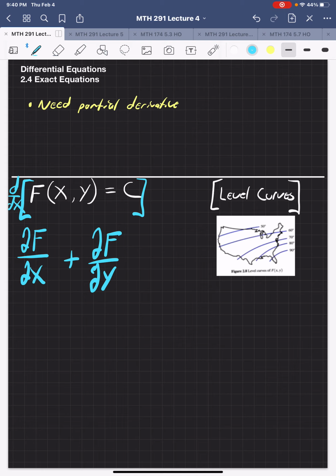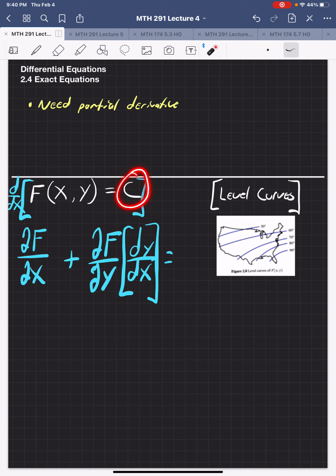Now, because we took the derivative with respect to x, that would be implicit differentiation. If there's a y variable in here, and you took the derivative of a y variable with respect to an x variable, you would have to have that dy/dx. That is implicit differentiation. Now, of course, the derivative of c, which is just some constant like 70, is just equal to 0.